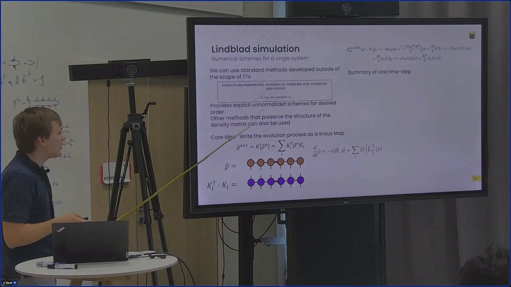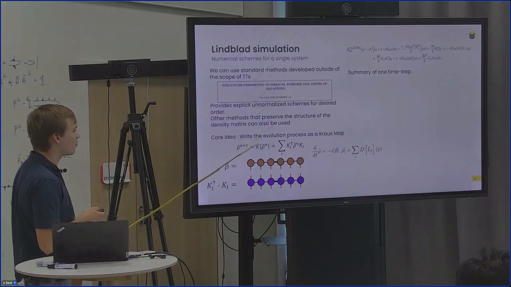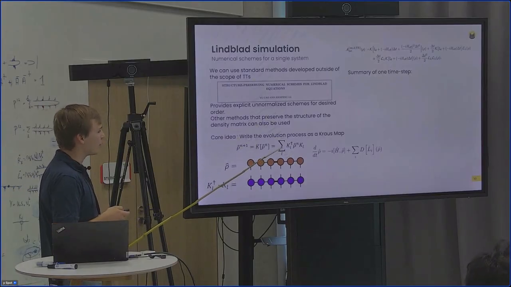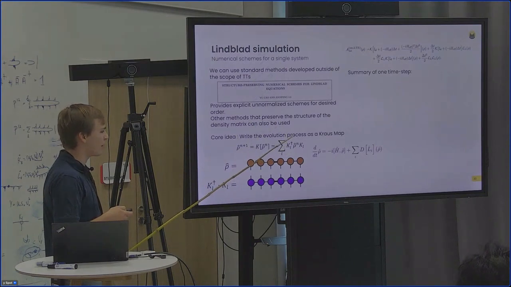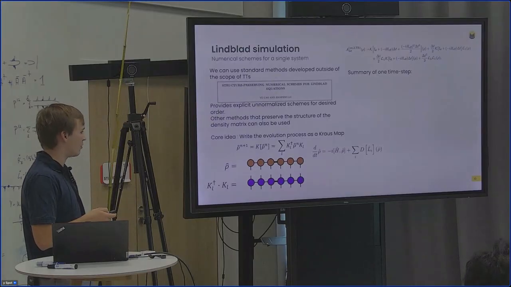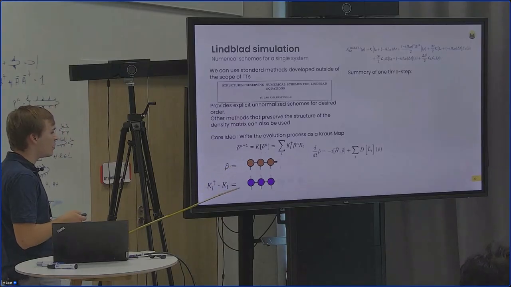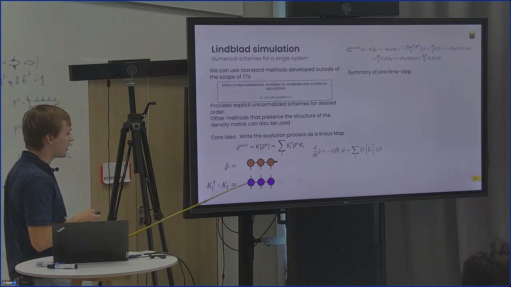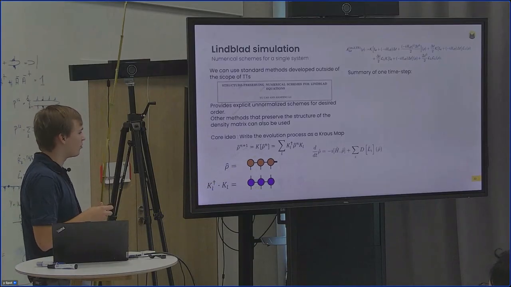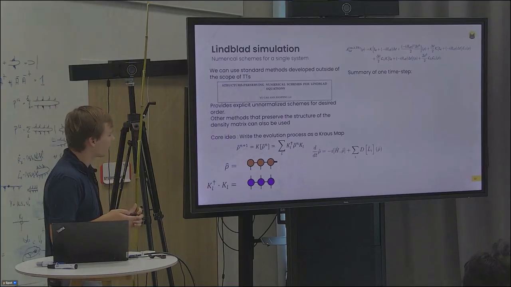So the core idea of that method is that you write your evolution process, the one that takes you from rho n to rho n plus 1, the next step, as a sum of Kraus operators. It's a sum of operators that you apply to the left and to the right of your density matrix to make it evolve. And the nice thing is that in the representation we've chosen, applying this to the density matrix means just applying this K MPO to your representation of the density matrix. So it works quite well.